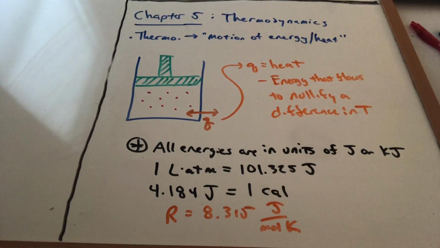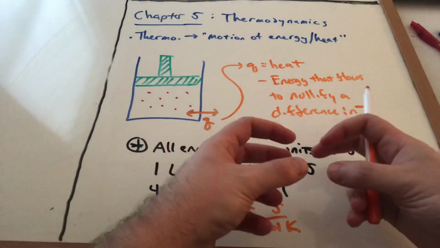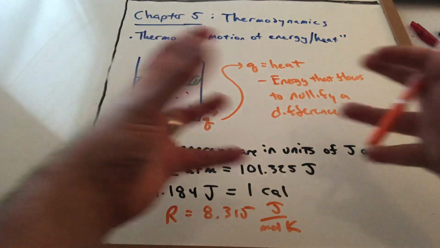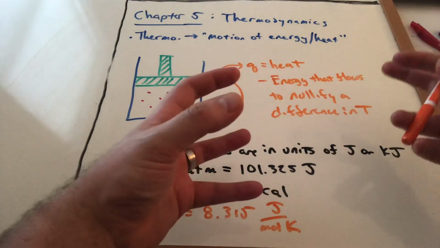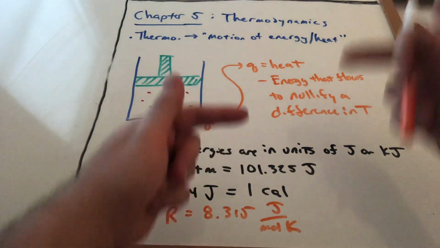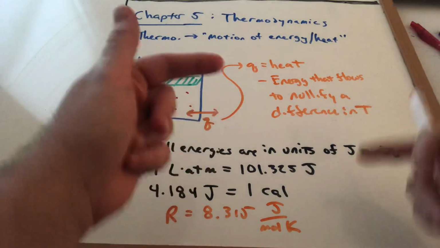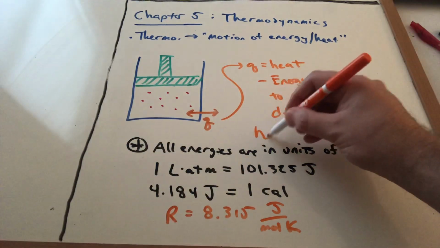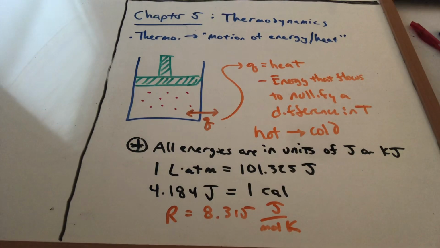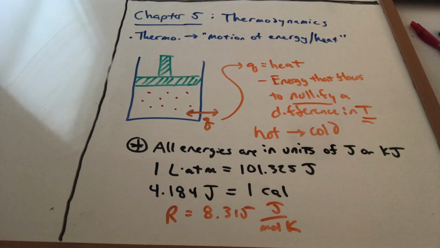Okay? If two objects have the same temperature, then they have the same kinetic energy. You touch them, no heat flows. But if I have a hot object and a cold object and I touch them, the hot object is going to get colder and the cold object is going to get hotter. And they're going to meet somewhere between those two temperatures. Okay? Heat flows from hot to cold. And heat keeps flowing until you have the same temperatures, until you've nullified a difference in temperature.